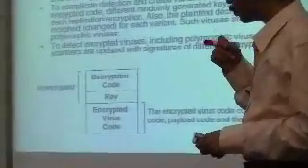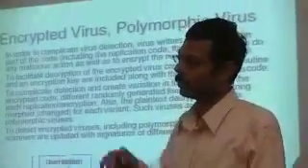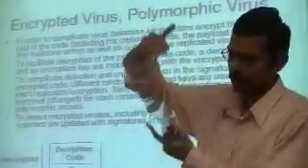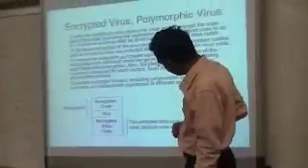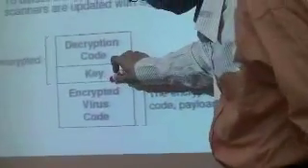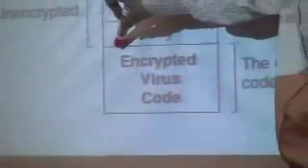Again, the goal is to change the byte pattern. So they don't want to have the same byte signature for the virus. The way they do that is the morphing engine. This is actually the virus code. Okay, so it has the morphing engine.